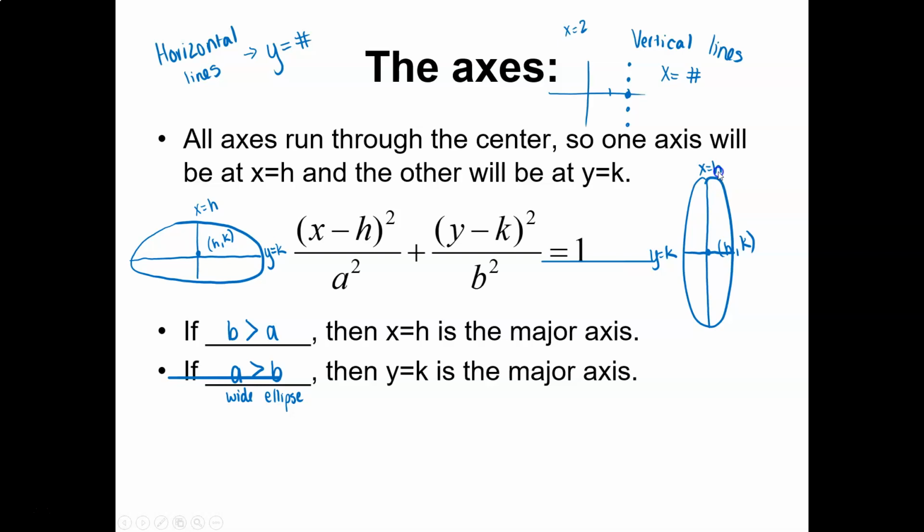Here's what's tricky about that. Well, we'll do one of the other problems. But whenever B is bigger, x equals h is your major axis. When A is bigger, y equals k. So it's not the one that's there with it. It's the opposite there, which can be confusing sometimes.